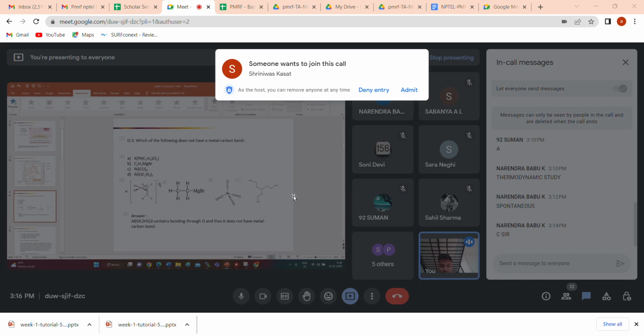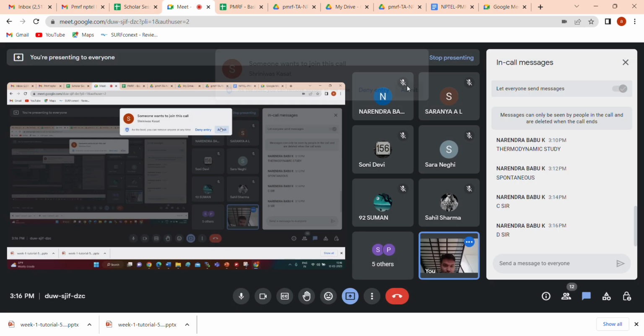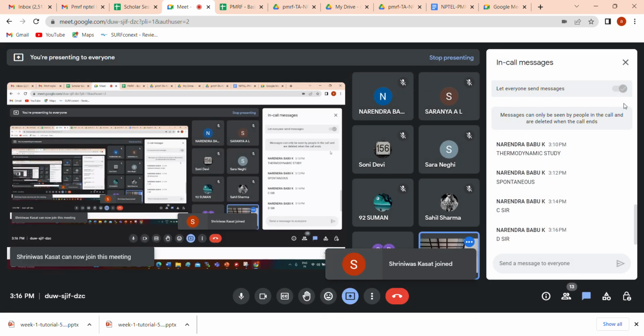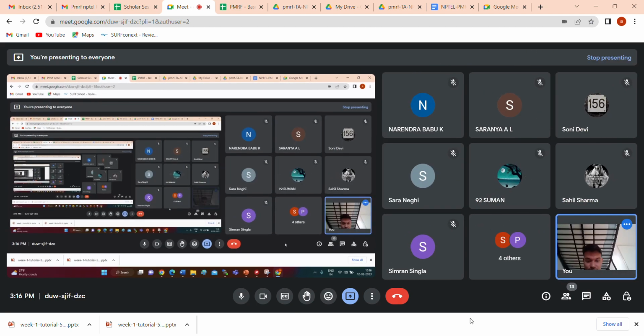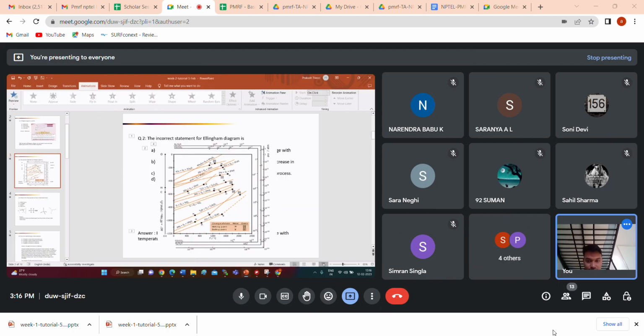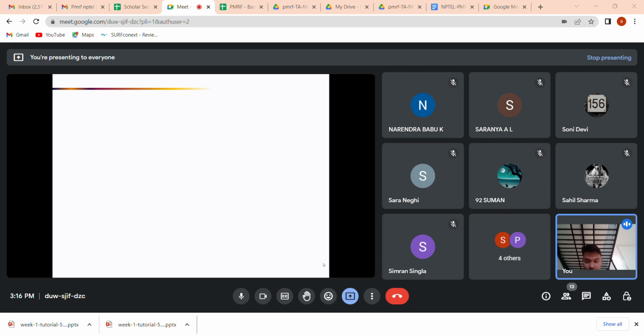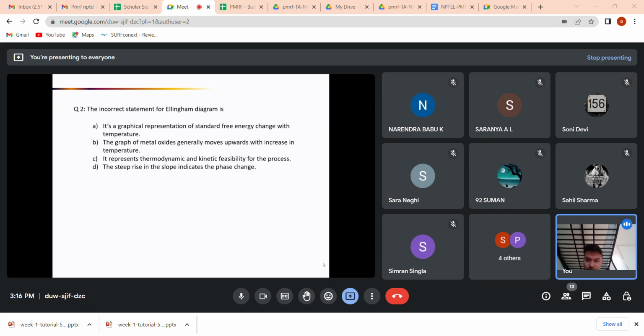Okay, let me check the comment section. Okay, so somebody is confused with D and C. I think it's clear to everybody. Someone is missing D and C, but why? Obviously C is correct and D is also correct, yeah. But here I have not written gives free energy, so that's why it's incorrect, yeah.